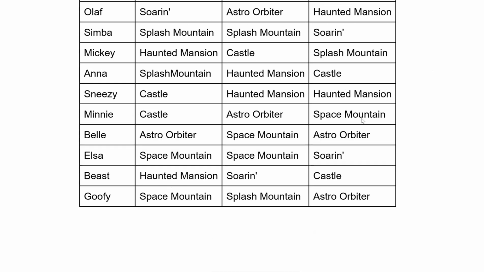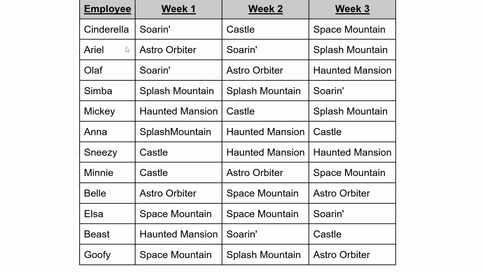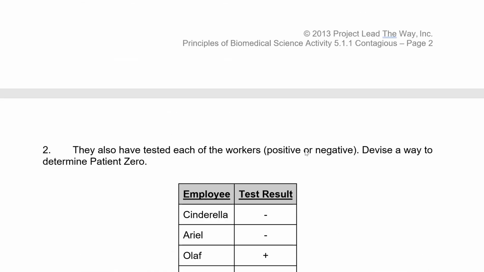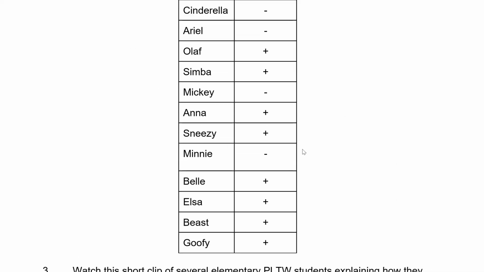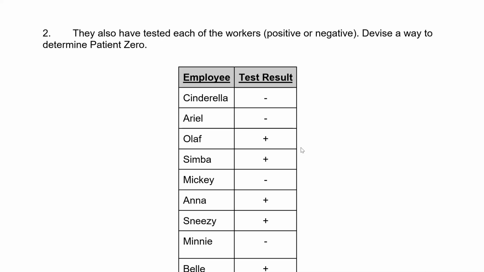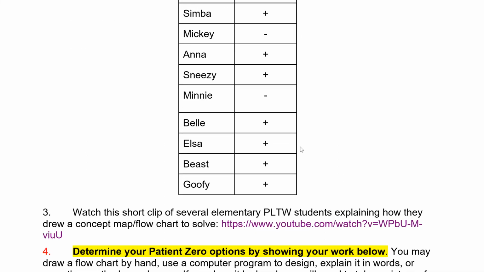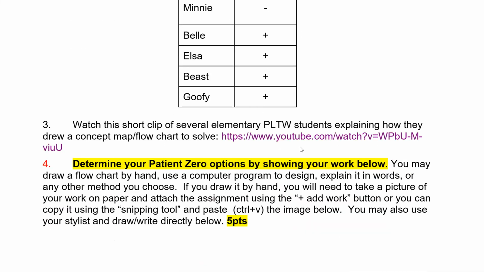And so what I want you to do is using that as their methods of contacting people and being around people. I want you guys to design or come up with a way using their test results of whether or not they were tested positive or negative for the contagious disease. Figure out who came into contact with who and how we can figure out who patient 0 was.